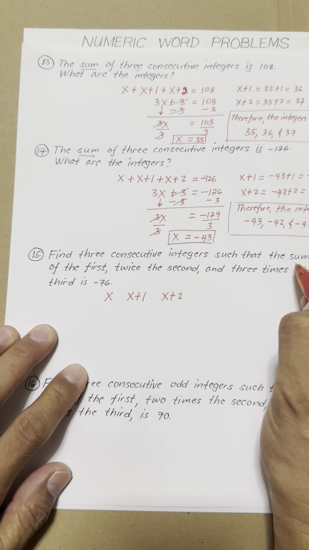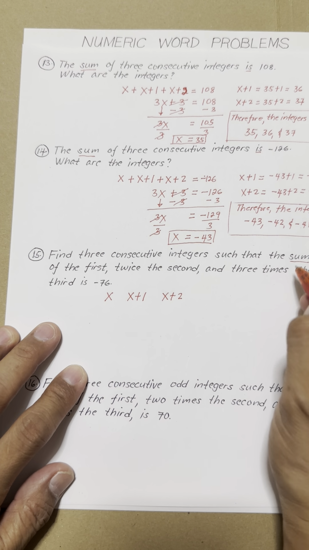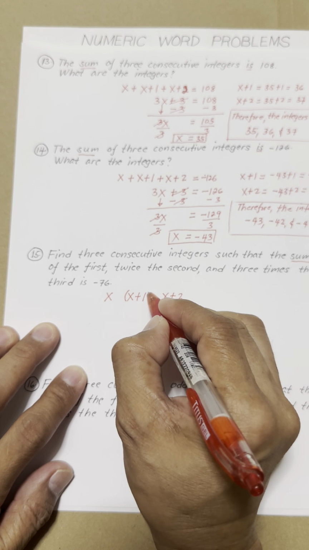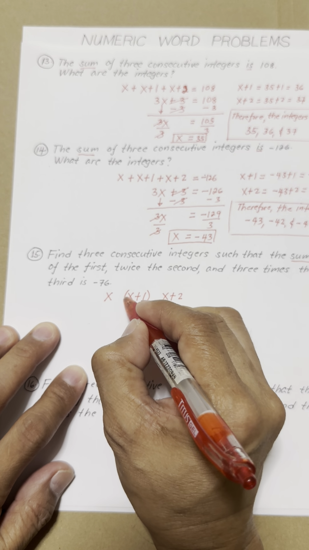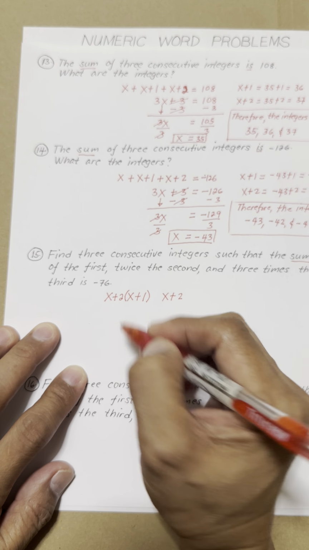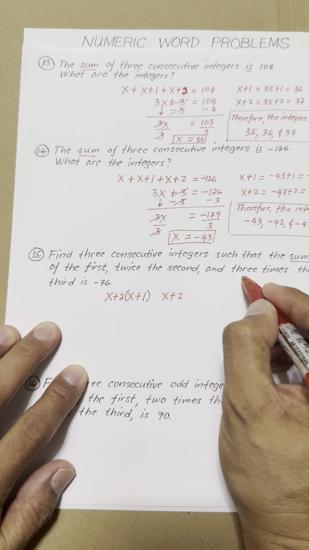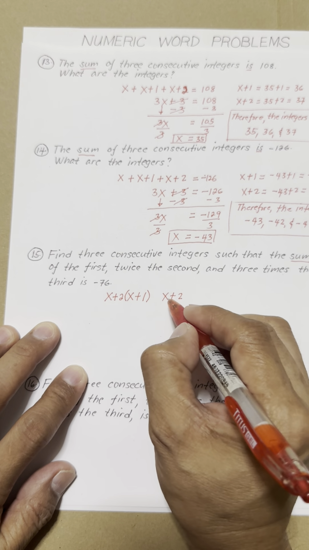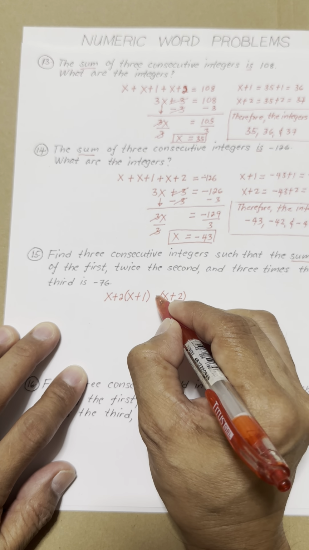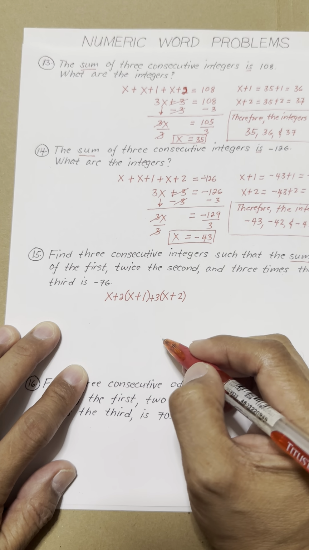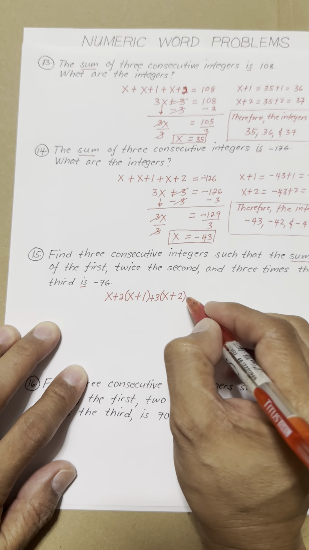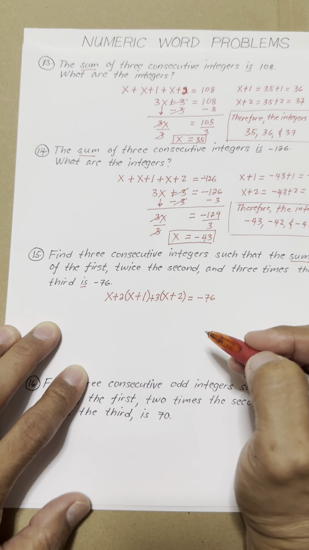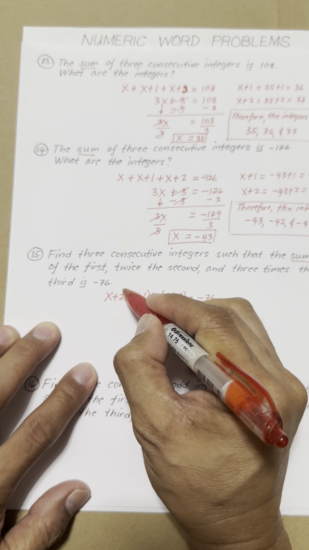But it says that the sum, okay, sum means plus. So the sum of the first, this is our first, twice the second, so this is our second integer, twice of it, then plus 3 times the third. So this is our third integer, so 3 times of this. Again, we add this also. The word is is equivalent to equals, then minus 76. Okay, so applying the distributive property of multiplication.